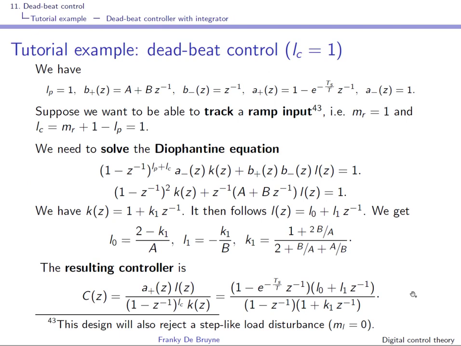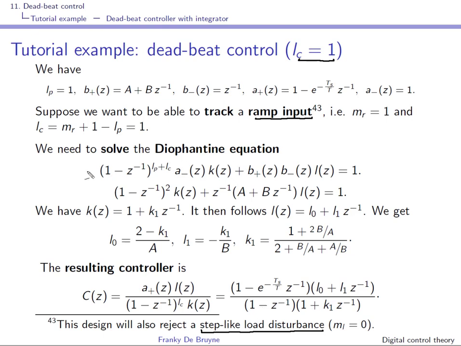Well, let us do this second design with LC equal to 1. So we put an integrator in the controller, and in this way we'll be able to track a ramp input, but we'll also be able to reject a step-like load disturbance. This has been discussed before, and in order to understand this, you really need to master what has been said in section 5 in the subsection on steady state accuracy.